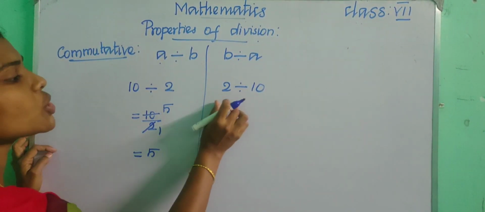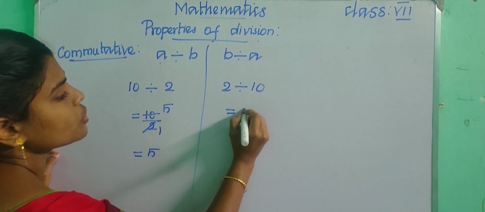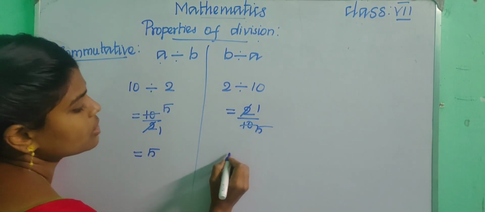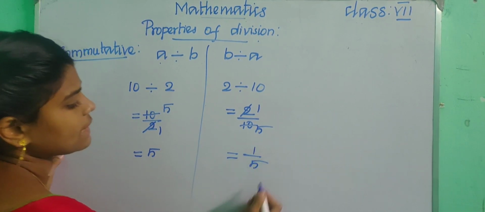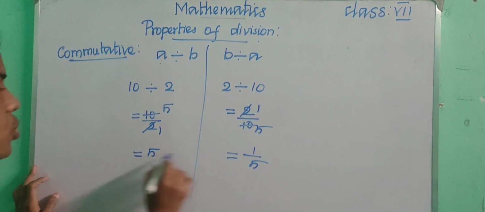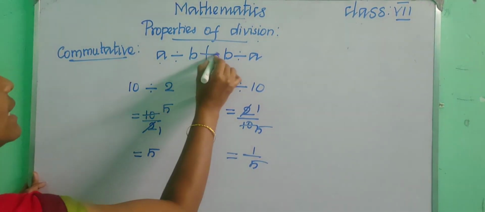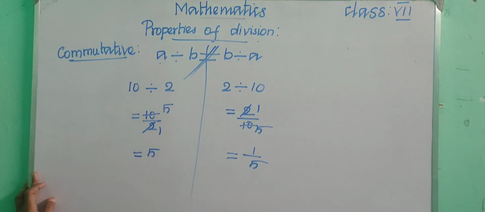Okay, let us check for 2 divided by 10. So 2 upon 10. 1 2 is 2 and 5 2s are 10. So what are we getting? We are getting the answer as 1 upon 5. Are these two equal? No, right? These two are not equal. So we can say commutative property is not possible for division of integers.